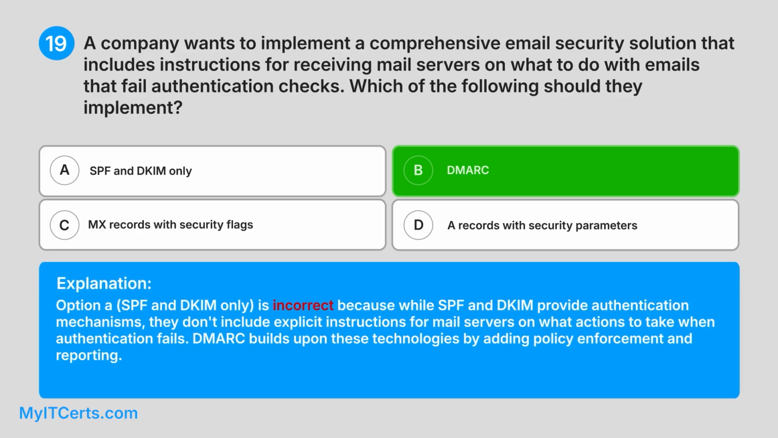Option A is incorrect because while SPF and DKIM provide authentication mechanisms, they don't include explicit instructions for mail servers on what actions to take when authentication fails. DMARC builds upon these technologies by adding policy enforcement and reporting.